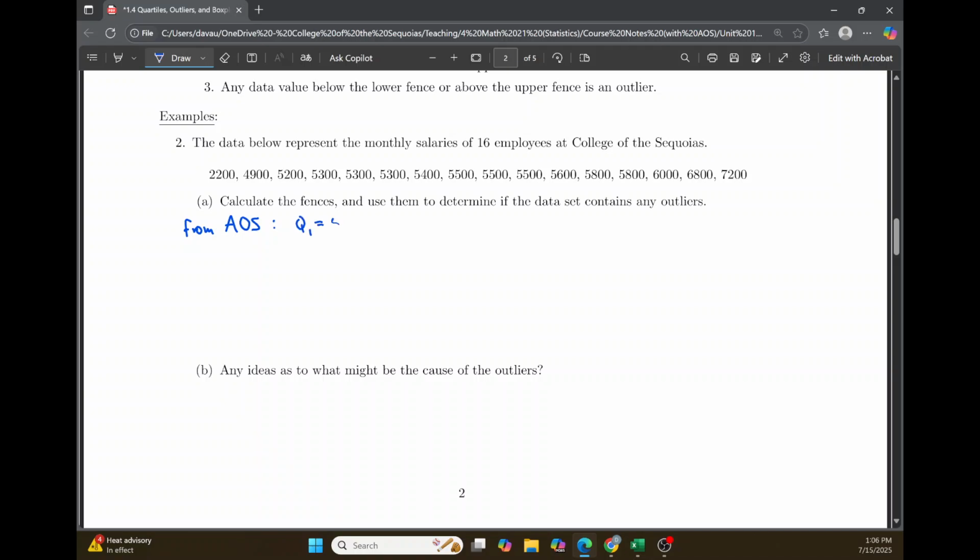Q1 is 5,300. I don't really need Q2. I don't really need the median for this calculation. So I'll just write down Q3, which is 5,800. And then the IQR is just the difference between Q3 and Q1. You could do that in your head, right? 5,800 minus 5,300 is 500. But also ArtofStat happens to do that calculation for us, right? And it already told us that the IQR was 500.